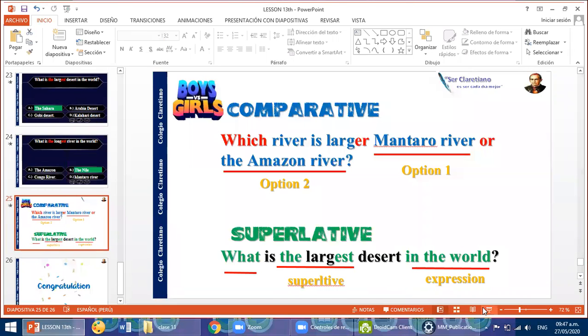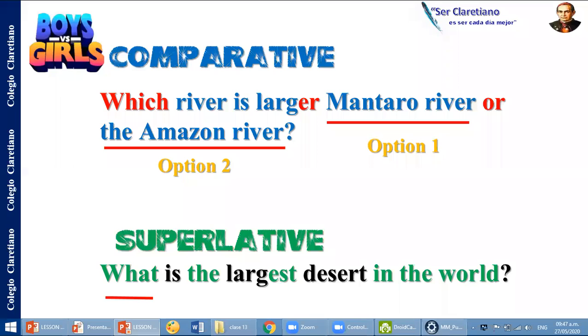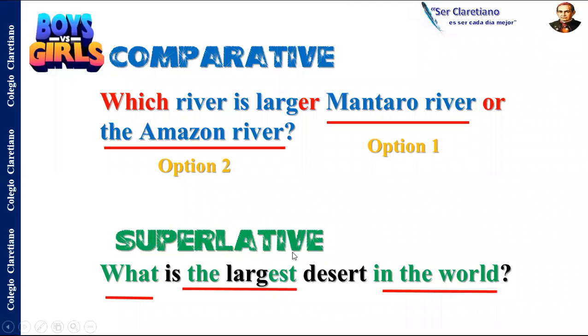Para poder considerar en el siguiente juego de Kahoot que voy a armar, okay? Write questions, please. Write questions in the chat. If you want to write comparative, use this. This is the model, okay? Which river is larger? Which animal is bigger? Which building is taller? If you prefer superlative, like this, okay? What is the largest desert in the world? What is the biggest animal in the world?